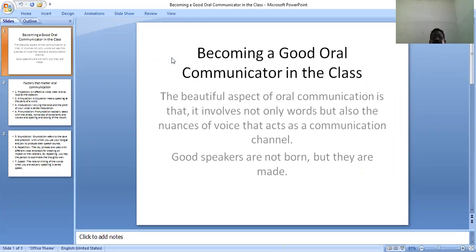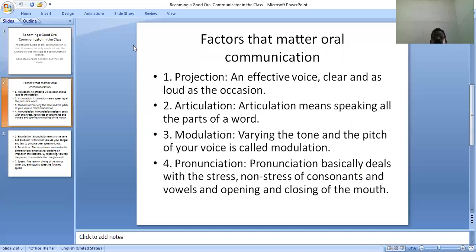The beautiful aspect of oral communication is that it involves not only words but also the nuances of voice that act as a communication channel. Suppose the voice is not clear, the listener cannot listen properly. Voice must be clear. So we should have a clear voice, and good speakers are not born but they are made.